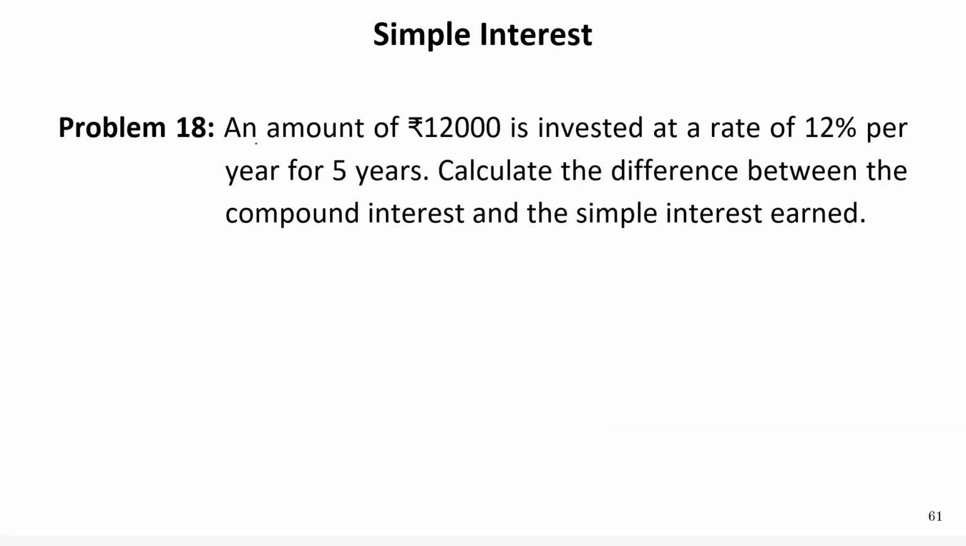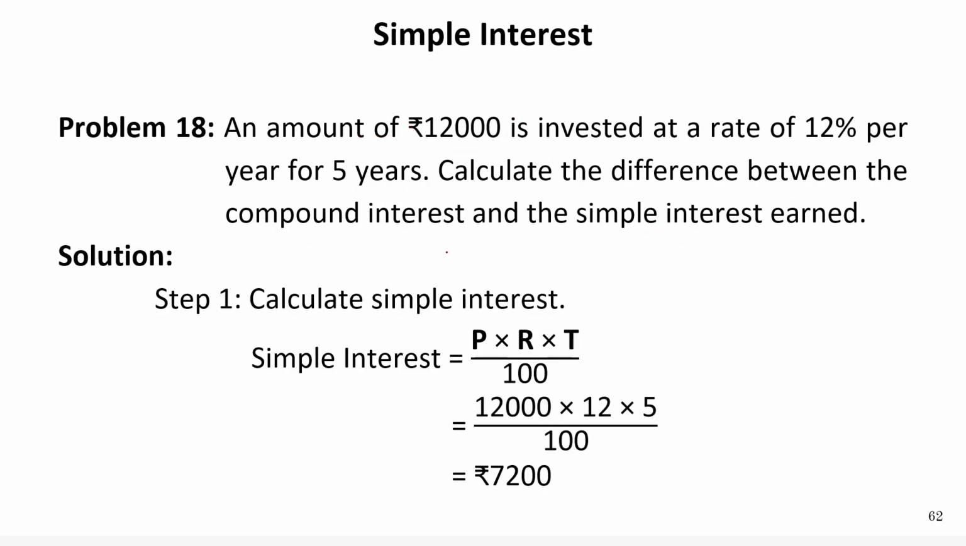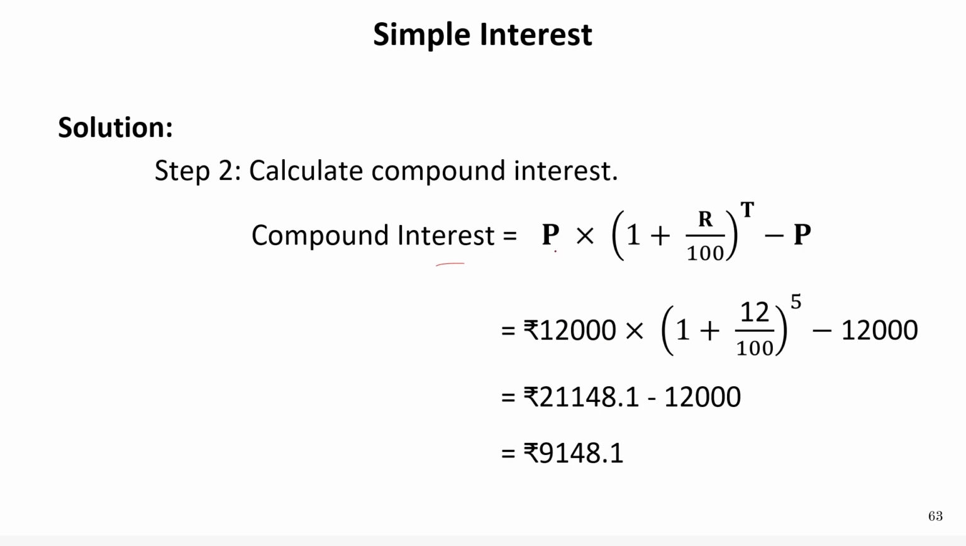Okay. So let's see problem number 18. The amount 12,000 is invested at a rate of 12% per year for 5 years. Then calculate the difference between the compound interest and the simple interest earned. So simple interest is equal to PRT by 100, that is equal to 12,000 into 12 into 5 by 100 is equal to 7200. And compound interest is equal to P into (1 plus R by 100) whole power T minus P.